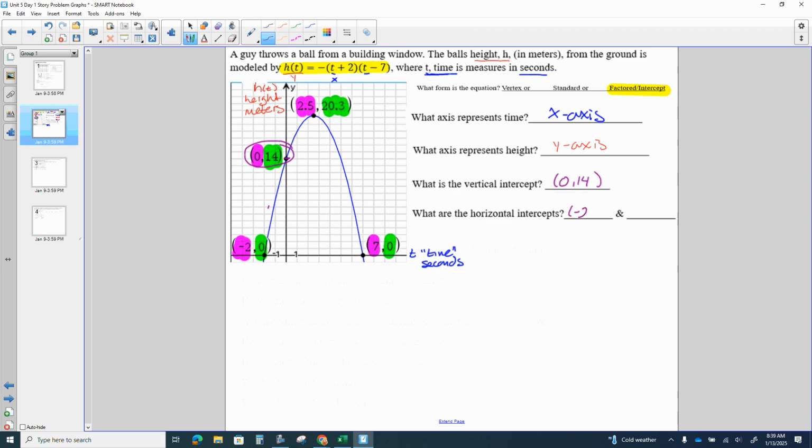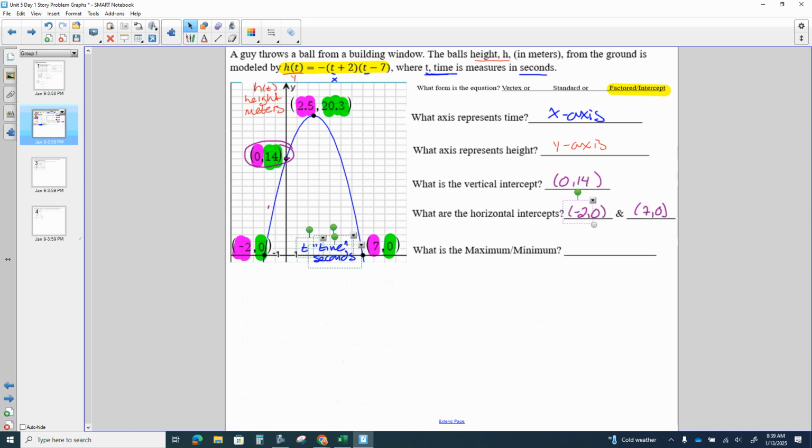We have this -2, 0, and we have this 7, 0. Just keep in mind, this is considered extraneous. It doesn't really exist in our story problem because we can't go back in time. All right, move these out of the way just a little bit.